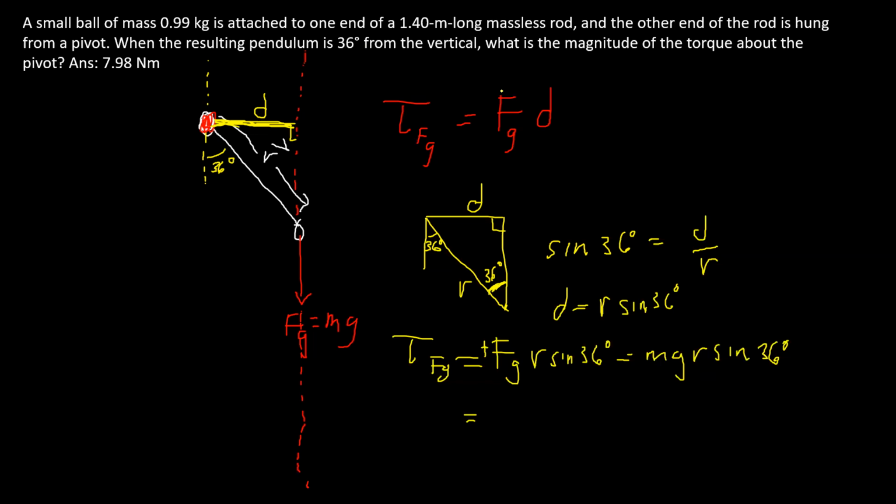M is 0.89 times 9.8 times 1.4 times sine of 36. I get 7.98, so we got the correct answer. The unit of torque is Newton meter: Newton from force and meter from the position vector R.